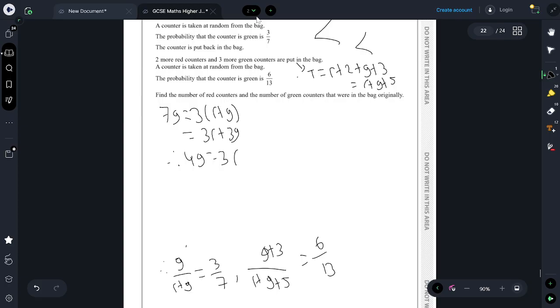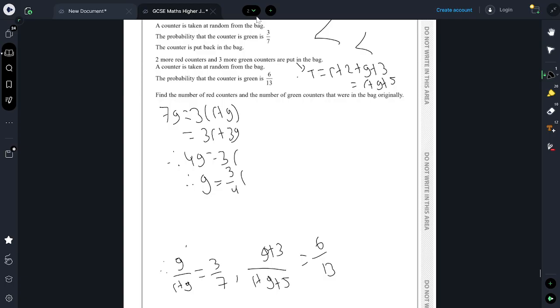There we go, 3r. Subtract 3g, 7g minus 3g is 4g. And then put g on its own. g is 3/4 lots of r, divided by 4. And that's it. So now what we can do is substitute it into this.